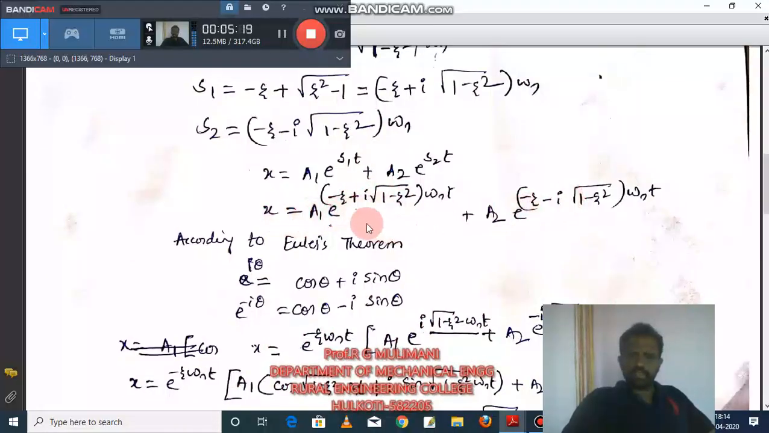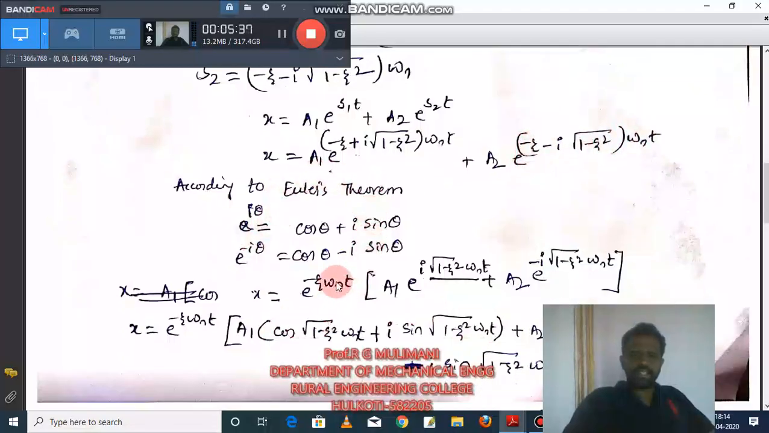In both these terms we have e raised to minus zeta omega nt, which is common for both terms. So you take e raised to minus zeta omega nt outside. So it is a1 e raised to i square root of 1 minus zeta square omega nt, and here also this minus zeta omega nt is taken outside, so it is a2 e raised to minus i square root of 1 minus zeta square omega nt.